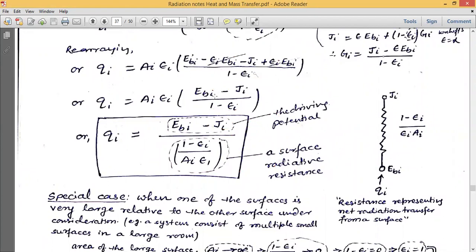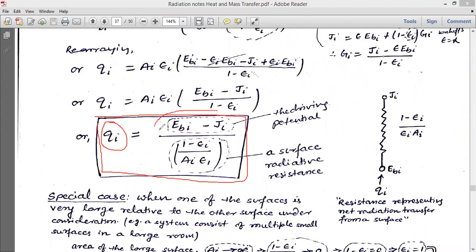after the rearrangement, we can write one general expression that we got: Qi is EBI minus Ji upon (1 minus epsilon I) upon Ai epsilon I. So if we represent this in the form of a network, Qi means the radiation that is coming out from the surface I, EBI means the corresponding emissive power of the black body, which is maintained at the same temperature as that of surface I, and Ji is the radiosity of the surface I. So this difference EBI minus Ji will be the driving potential, and the term in the denominator, (1 minus epsilon I) upon Ai epsilon I, will be the surface radiative resistance.